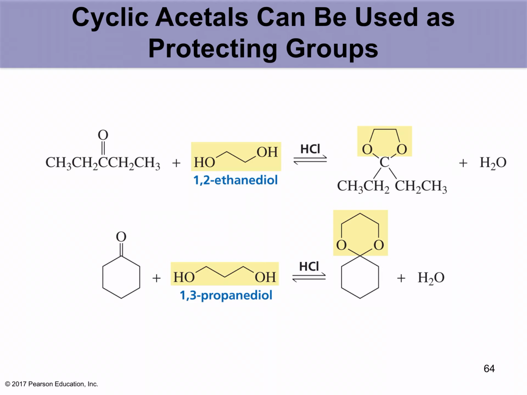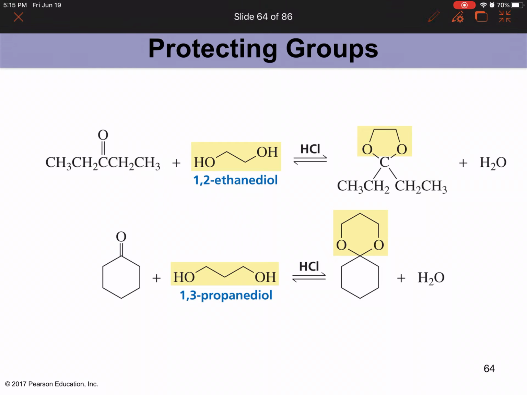Now, sometimes we use cyclic acetals as protecting groups during reactions. Let's say we want to protect this carbonyl group. We don't want it to get destroyed when we are trying to do a reaction. So what you do is protect it by adding 1,2-ethanediol. Remember earlier we saw how a methoxy group attaches by using methanol, and then you added another one, so two molecules of methanol.